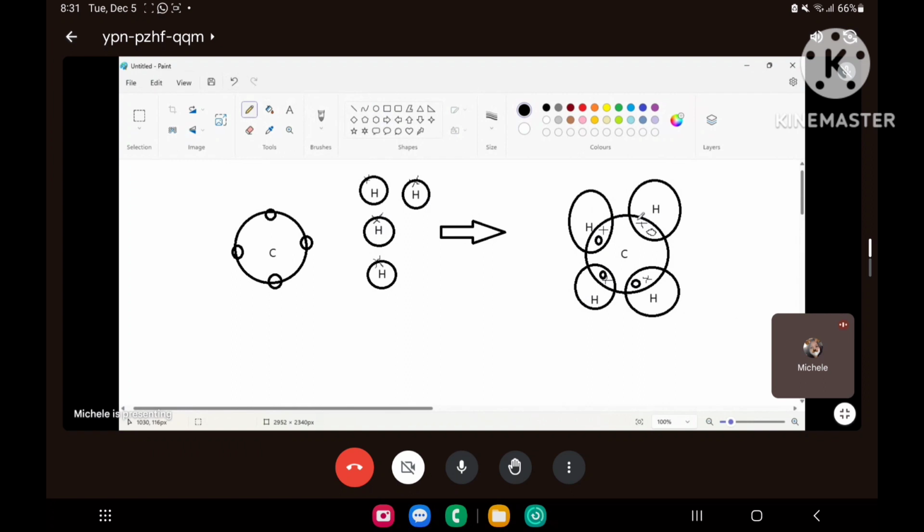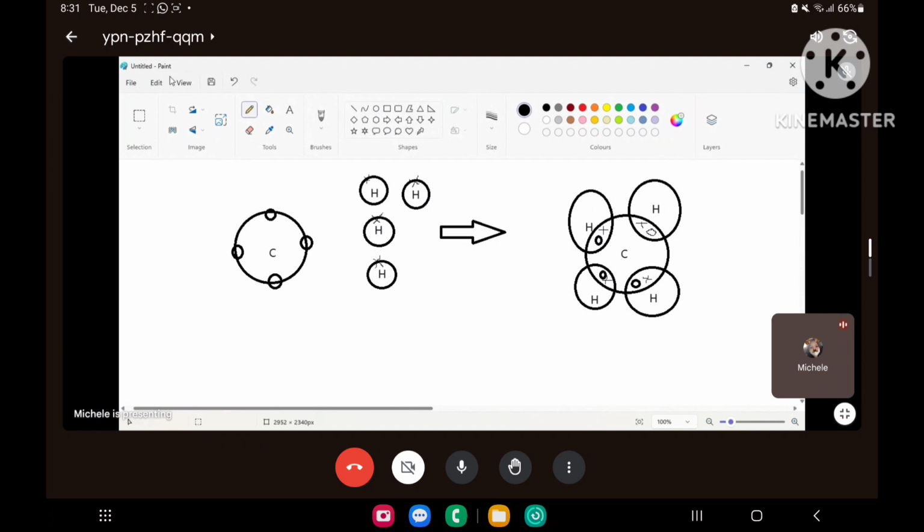You can see in here, hydrogen only have two, right? Hydrogen have two, while carbon in here have one, two, three, four, five, six, seven, eight. Eight in total of atoms. So do you understand?